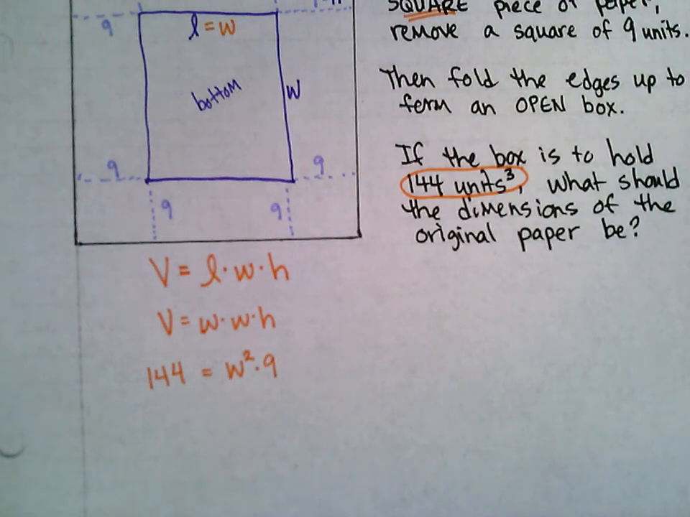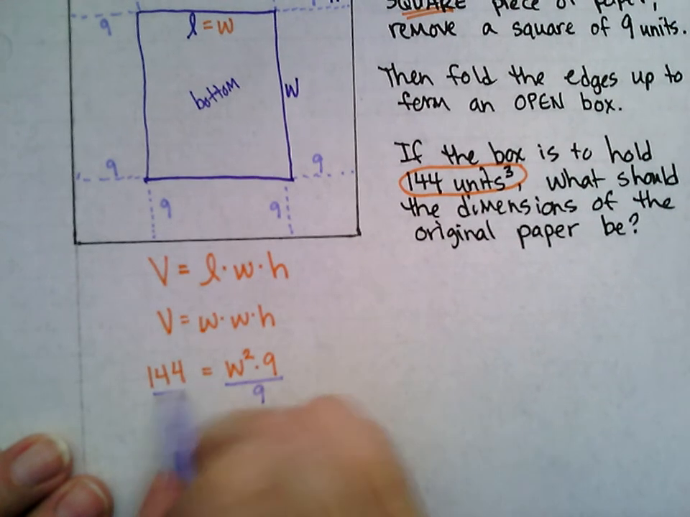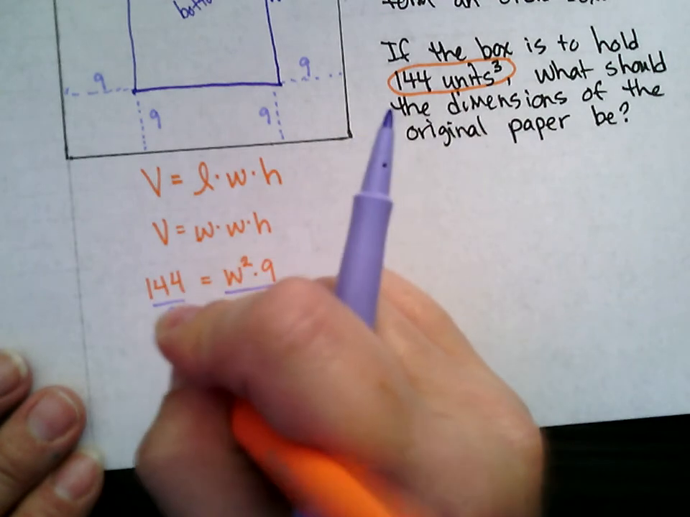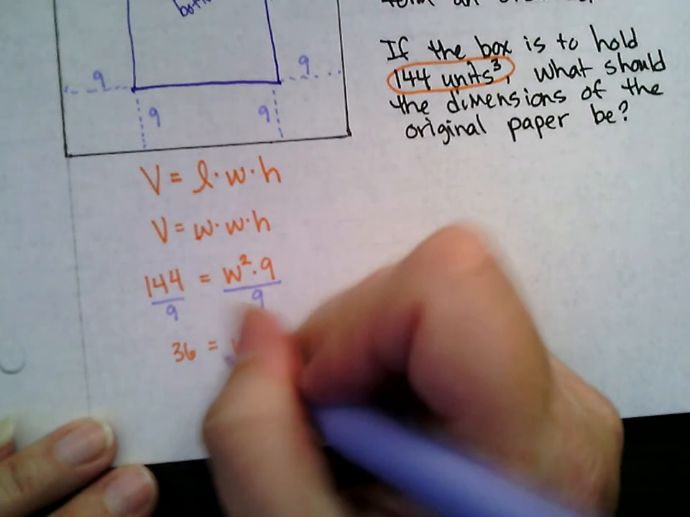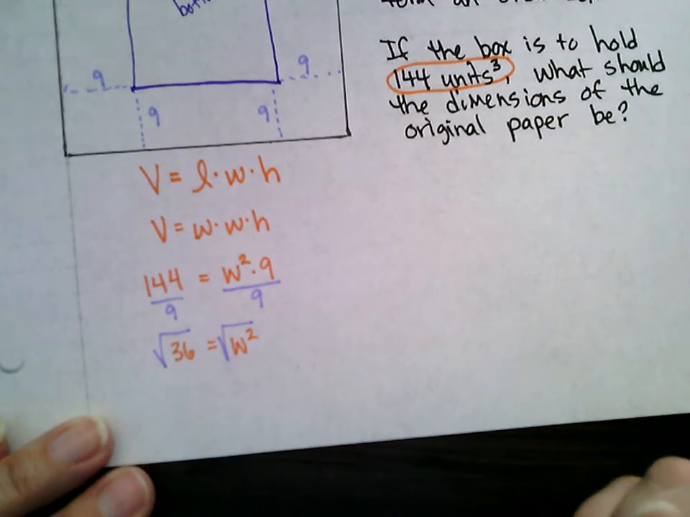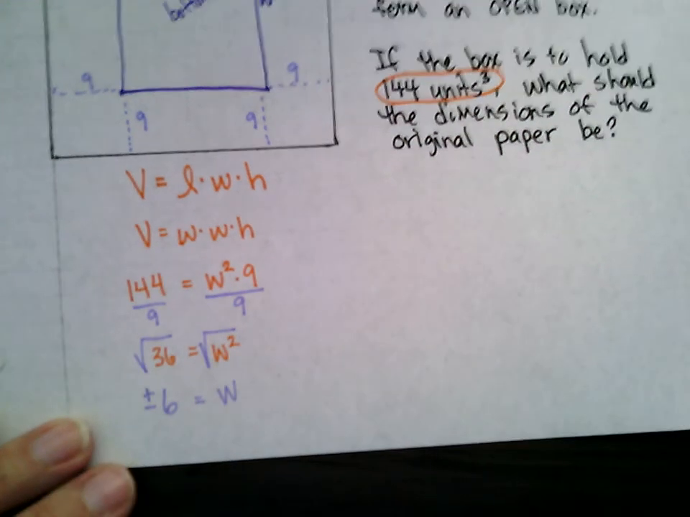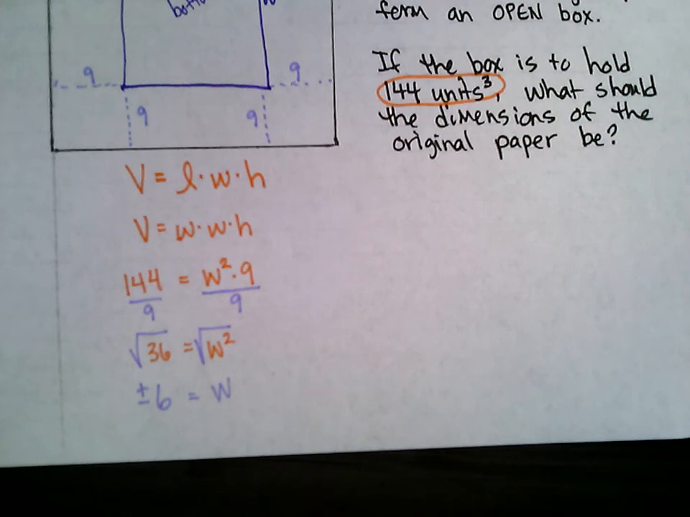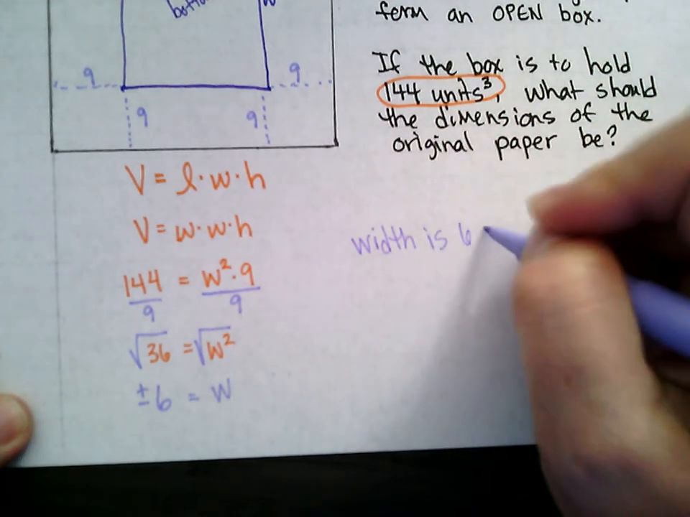So from here, I can just solve this equation. It's like the square root method. So I want to isolate the squared thing by dividing both sides by 9. 144 divided by 9 is 36. So 36 equals W squared. And from there, we should take the square root of both sides, and we're going to remember to put plus or minus over there. So the width will be either positive 6 units or negative 6 units. But that does not make a lot of sense for it to be negative 6 units. So we're going to say the width is 6 units.